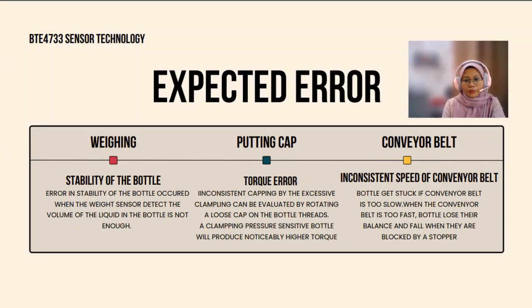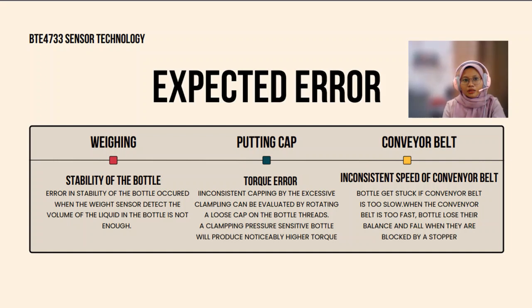In the capping stage, errors might occur because of inconsistent capping. The torque error introduced by excessive clamping can be easily evaluated by rotating a loose cap on the bottle thread. A clamping-pressure-sensitive bottle will produce noticeably higher torque compared to the torque on a bottle that is clamped with optimized pressure.